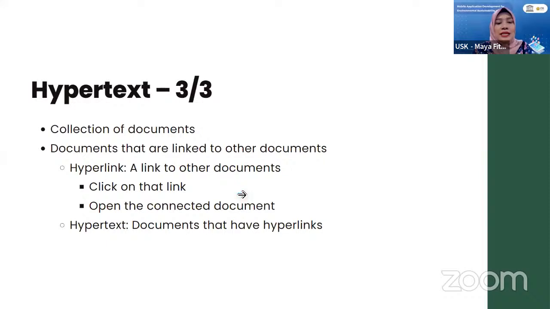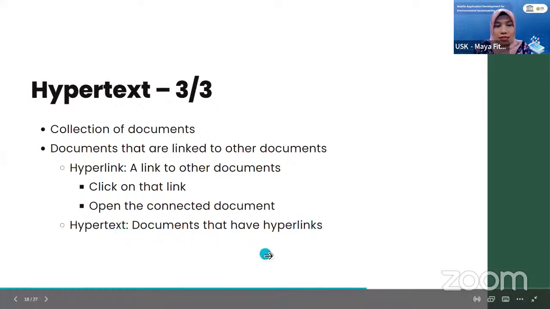Okay, hypertext is a document that has hyperlinks. That's the definition. And what is hyperlinks? Hyperlinks are links that make us jump, when we click on one entry, to another document. Okay, that's the hypertext and hyperlinks.